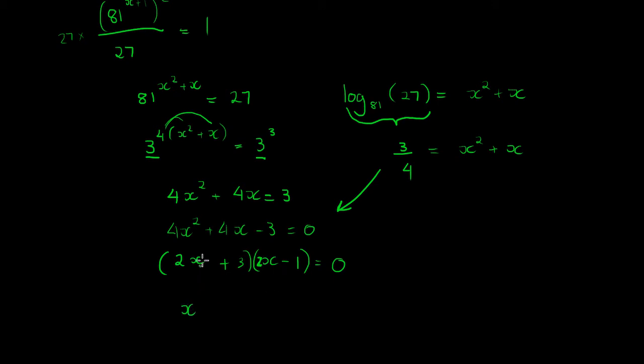Great. So I get 2x is equal to 3. So x is equal to negative 3. So x is negative 3 over 2. Or x is equal to half.